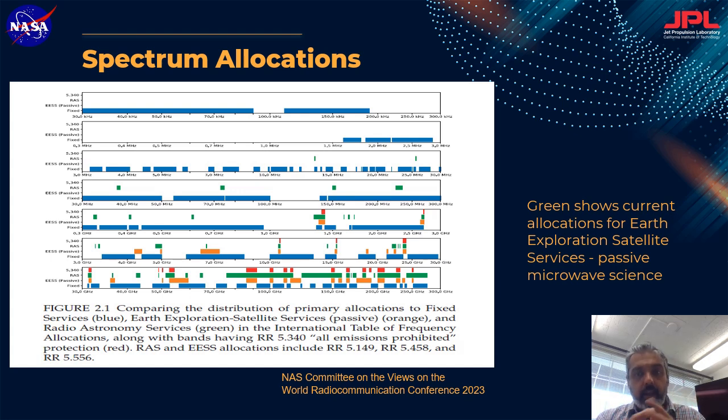Now, within that, if you look at the green bars, sorry, that is the only allocation that radio astronomy has. And if you look at the orange bars, that is the only one that EESS, Earth Exploration Satellite Services, have. So you can see there's not a lot of allocations there. By the way, the text is slightly wrong. It should say orange in the text.